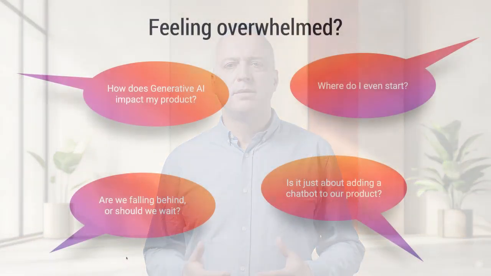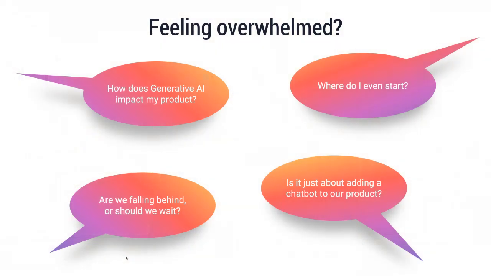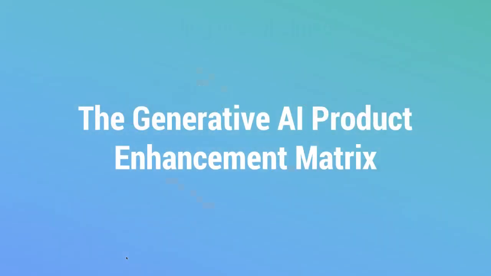Often when I talk with executives and product managers about generative AI, they feel overwhelmed by the possibilities and don't know how to start thinking about integrating it in their products. As a good starting point for this, I suggest the Generative AI Product Enhancement Matrix. Let's jump right in to see what it's all about.